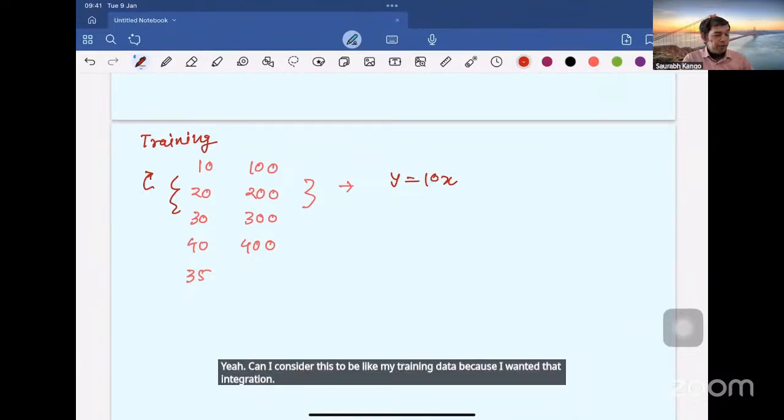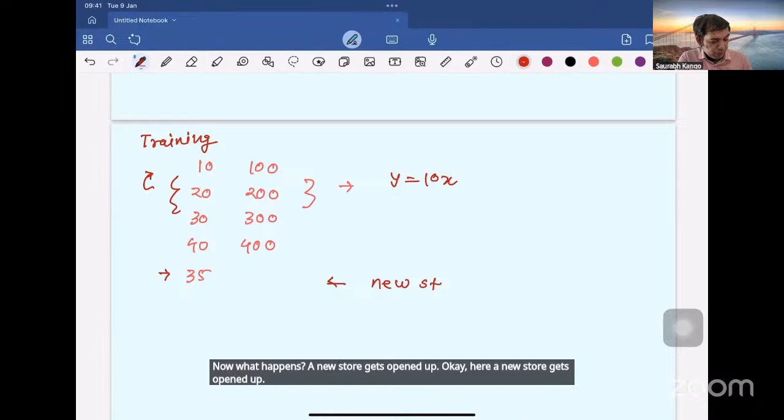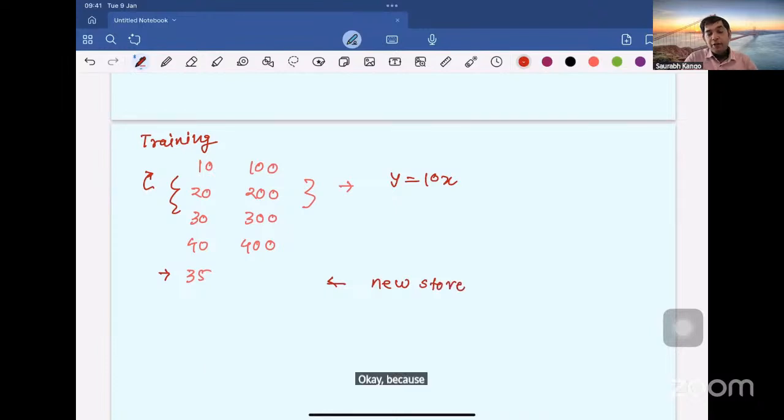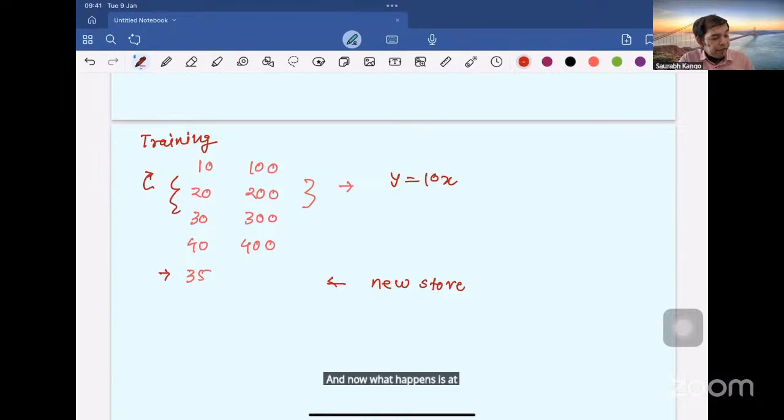Now what happens? A new store gets opened up. Looking at the success, that you are making so much money, a new store gets opened up. And now what happens is at 35, the sales is 320. At 38, the sales is say 340. At 25, let's say the sales is 200.